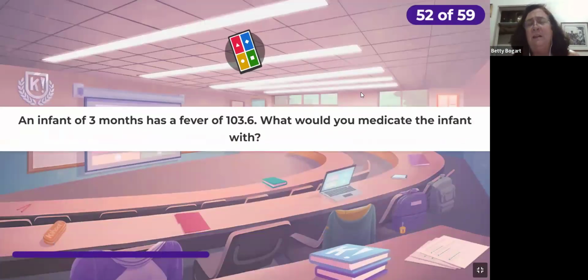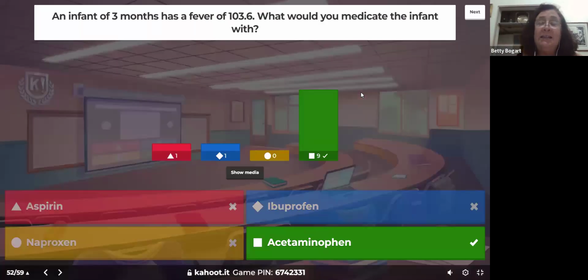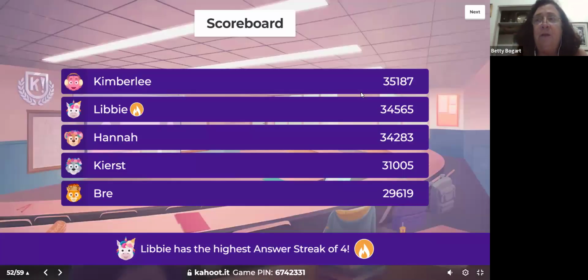An infant of 3 months has a fever of 103.6. What would you medicate the infant with? Only acetaminophen. Before that age, they can't tolerate aspirin or ibuprofen. It has something to do with bleeding, right? Aspirin causes prolonged bleeding. Ibuprofen also has bleeding coagulopathy issues.